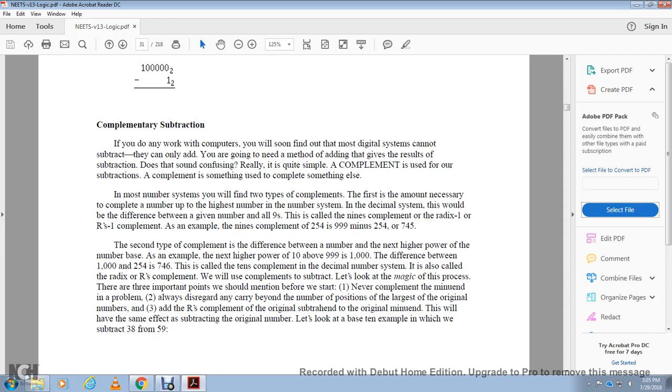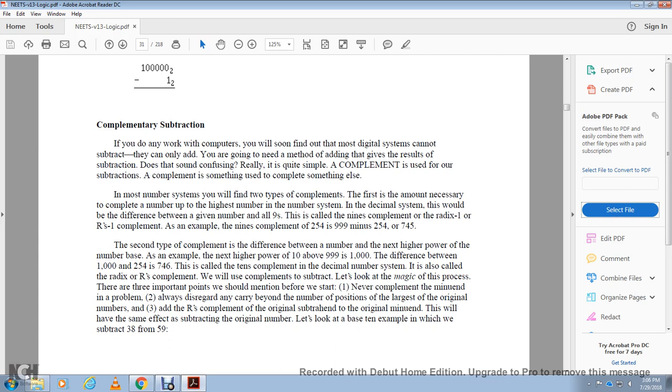In most number systems, you will find two complements. The first is the amount necessary to complete the number to the highest number of the number system. In the decimal system, it is the difference between the given number and all 9s, and they call it the 9s complement, or the radix minus 1 complement. Example of 9s complement: the 9s complement of 254 is 999 minus 254, which is 745.